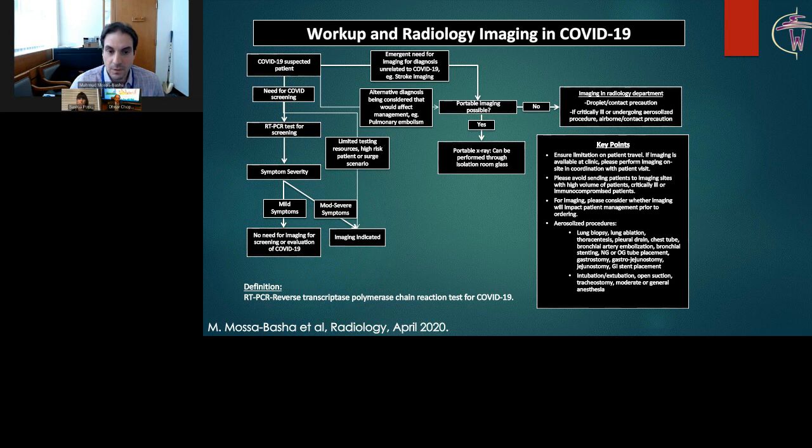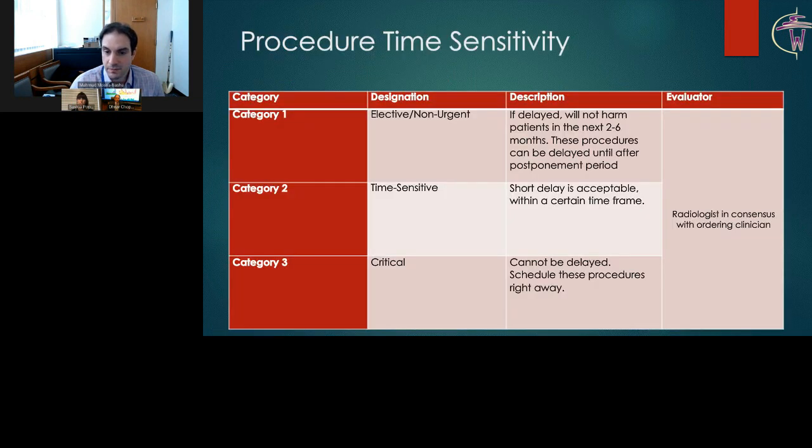And in terms of our procedures, we have categorized procedures into 3 categories, 1, 2, and 3. Procedures that go into category 1 are elective non-urgent, and these, if delayed, will not harm patients in the next 2 to 6 months. And these can be delayed until after the postponement period. Now, this decision-making is made based on consensus between the radiologist and the ordering clinician. Time-sensitive cases are cases where a short delay is acceptable within the time frame indicated by the ordering clinician. And critical procedures are those procedures that cannot be delayed. And these procedures should be scheduled right away.